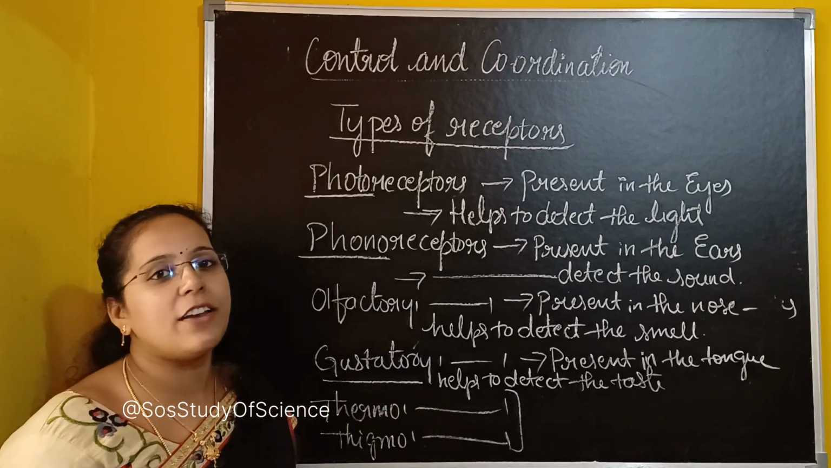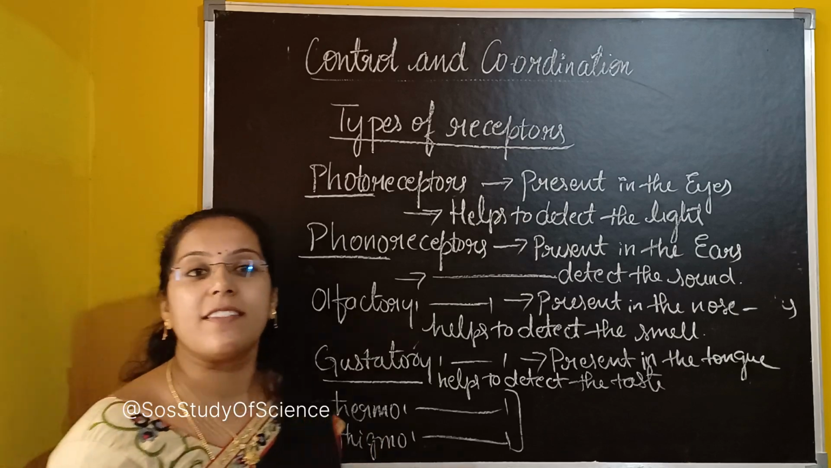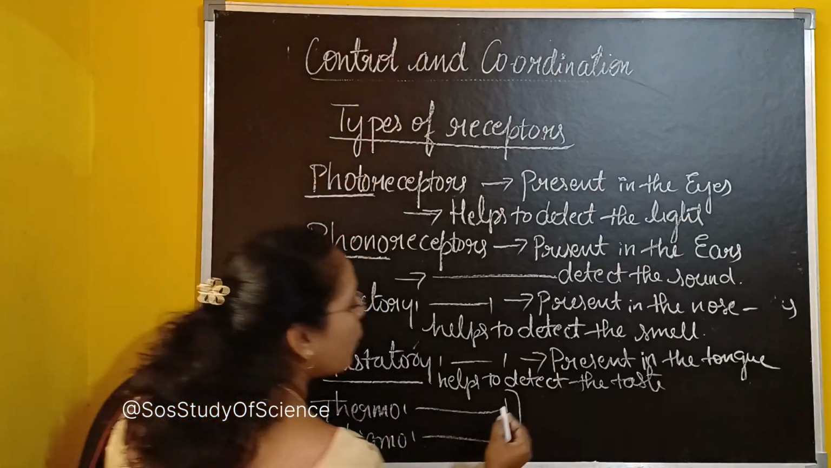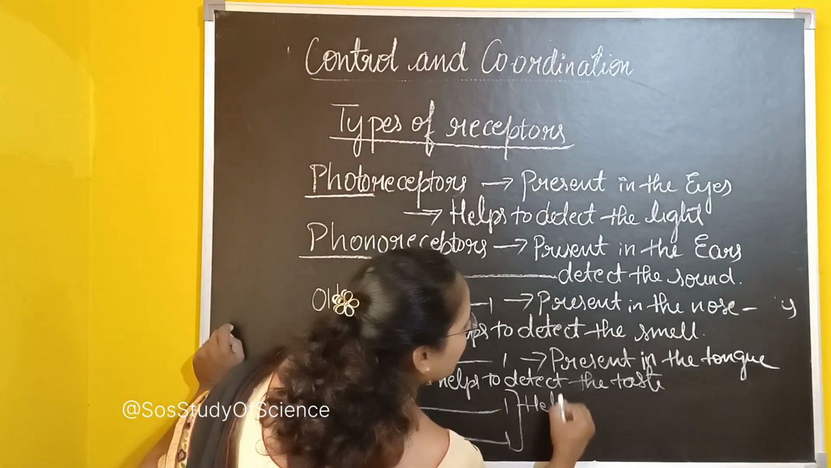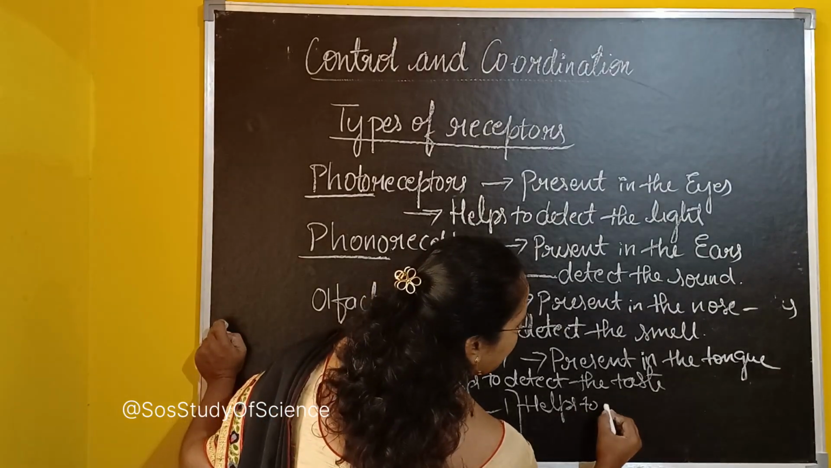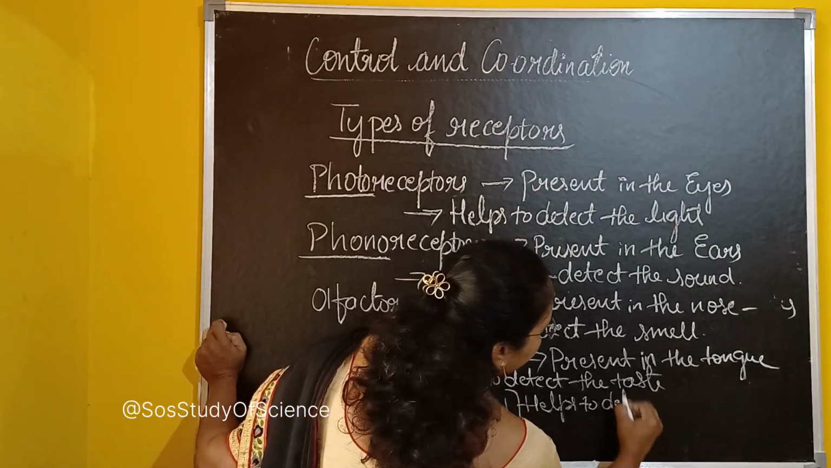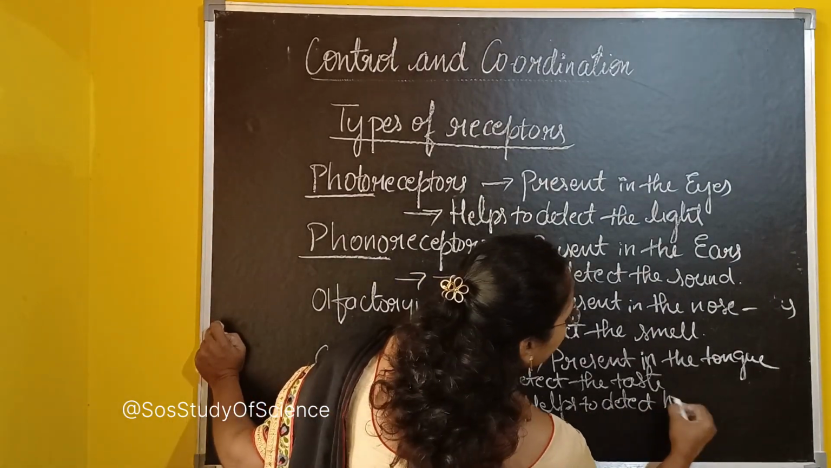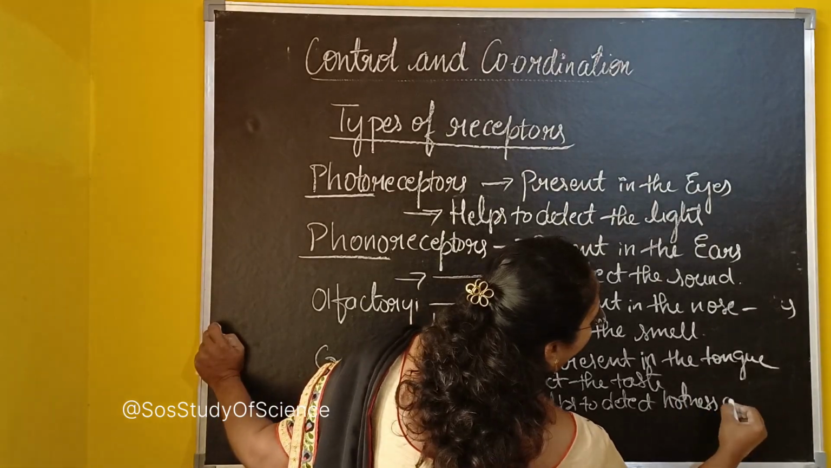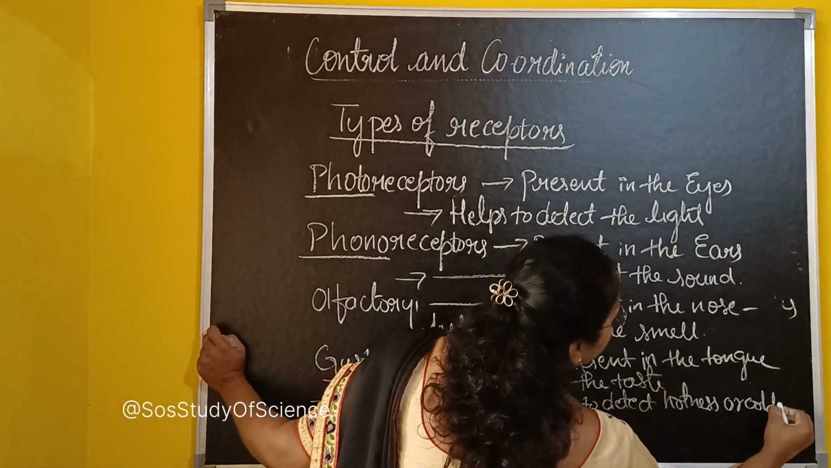This is very important, children. Note down. Thermoreceptors, what are they doing? Thermoreceptors help to detect hotness or coldness. Note down. Hotness or coldness.